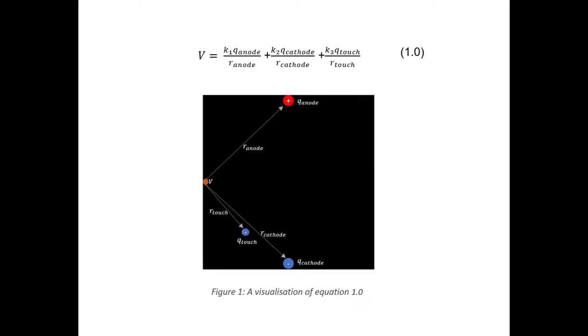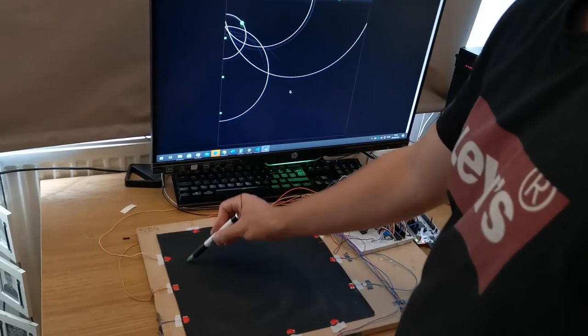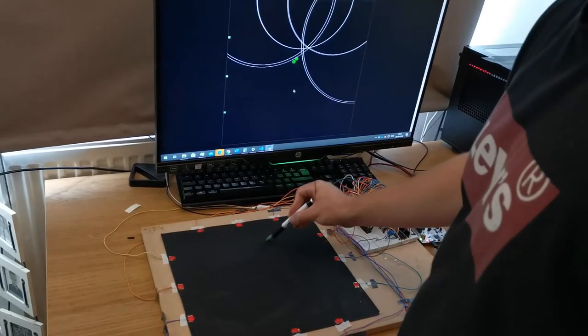Therefore, a series of ground truth calibration points are used to obtain these unknown constants using optimization techniques. Once these constants have been obtained, we now have a solvable equation relating voltage readings to the distance between a touch location and each electrode. Trilateration is then employed to determine the exact location of the touch point.